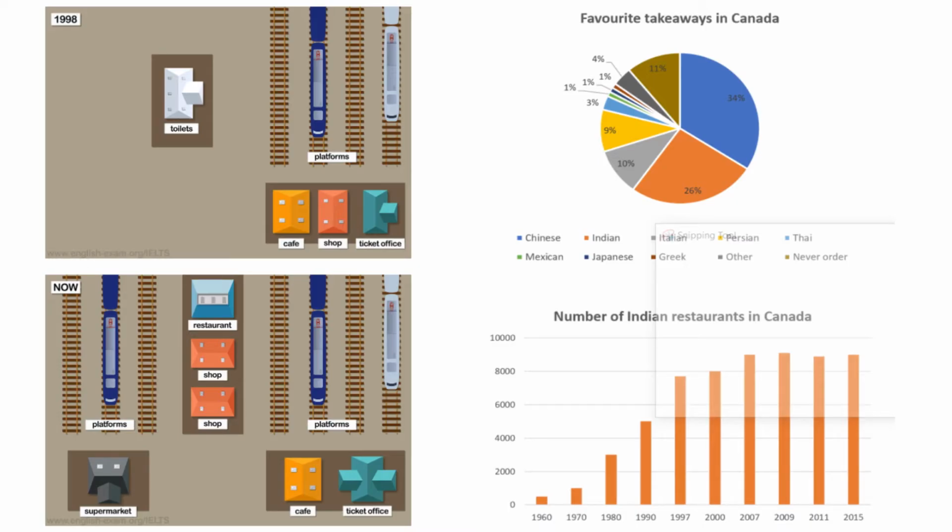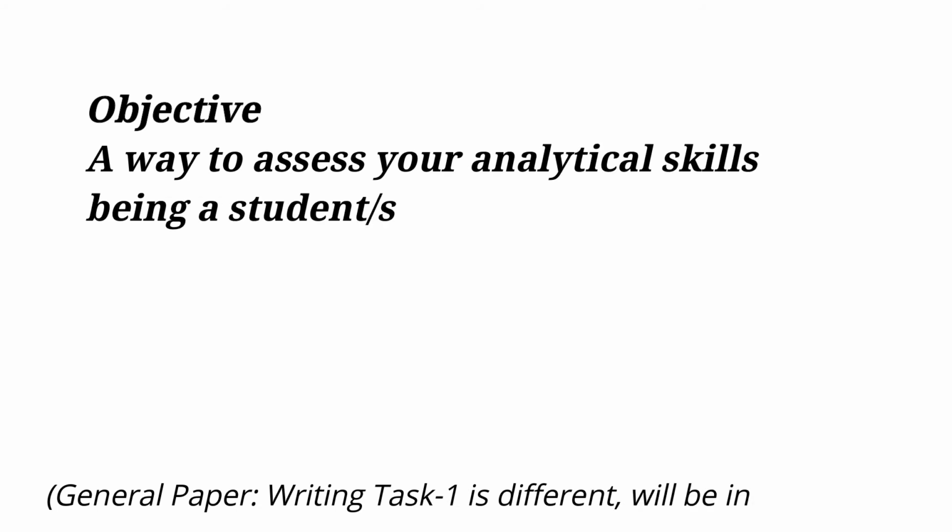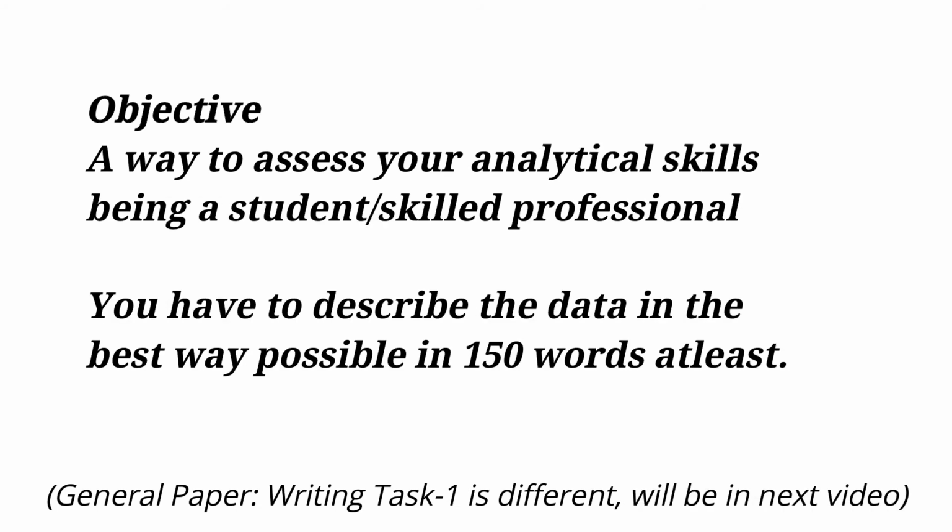Basically, it shows some illustration which you then have to describe in a professional manner, the manner which is academically accepted. For higher bands, we have to understand the objective of this paper. The objective is to assess the analytical skills of a student or a skilled professional, that they are able to describe the data represented in the best possible way in the most concise manner. The word limit for this is 150 words at least. It cannot be less than that, but it can be about 200 words as well.